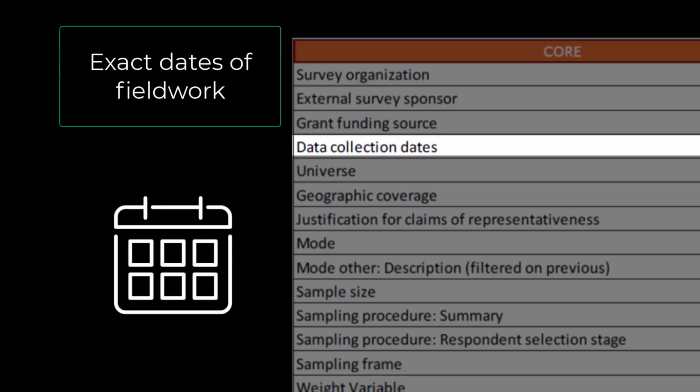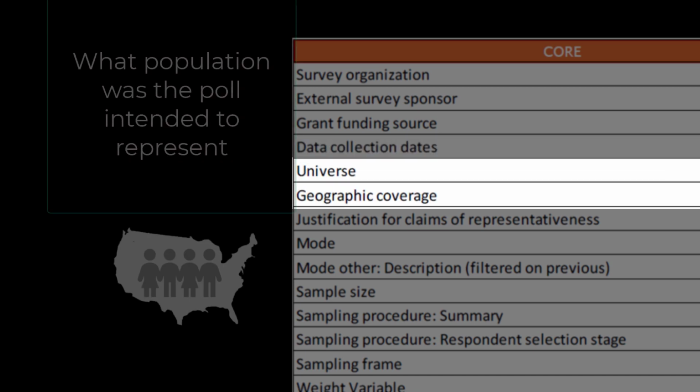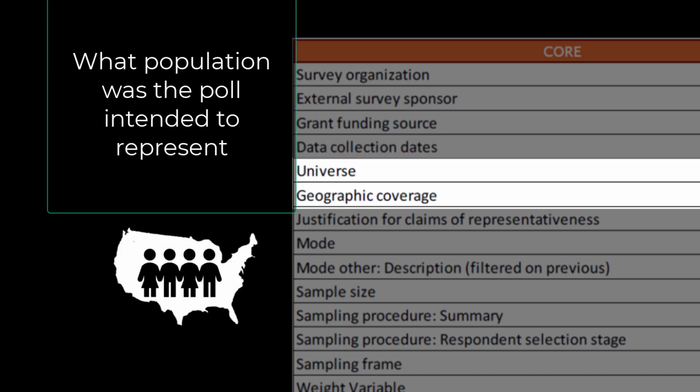For some topics, polling can be very responsive to emerging events. Therefore, the exact dates of a poll are important to know. Just a few days' difference in field dates can make a big difference in poll results. The universe and geographic coverage tell you what population the poll is trying to represent. That could be adults in France, women in Texas, or likely voters in a particular U.S. congressional district.